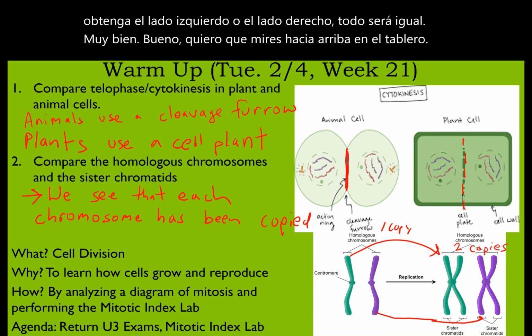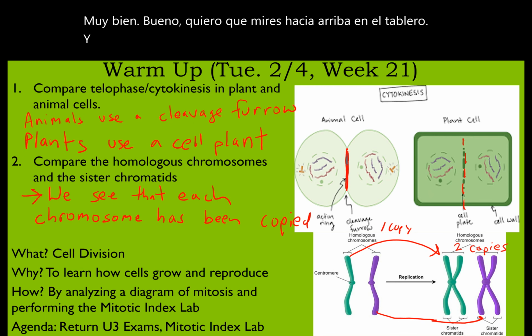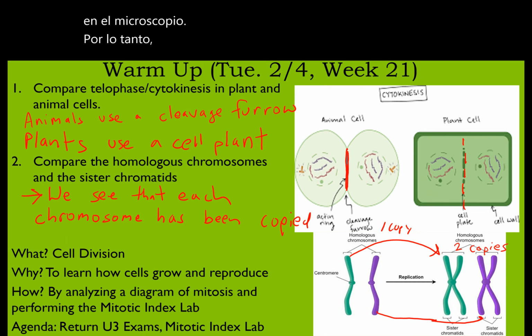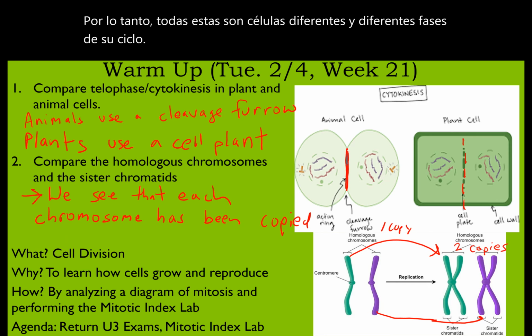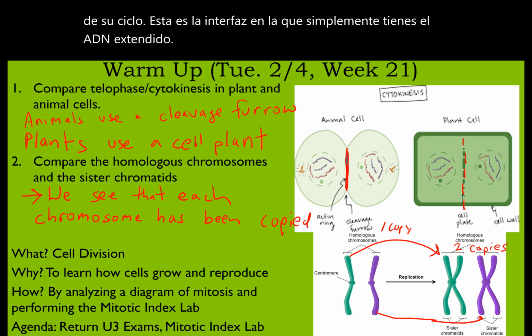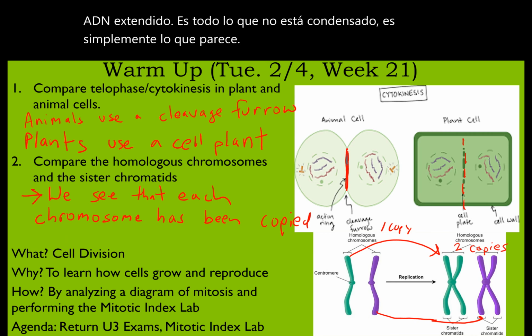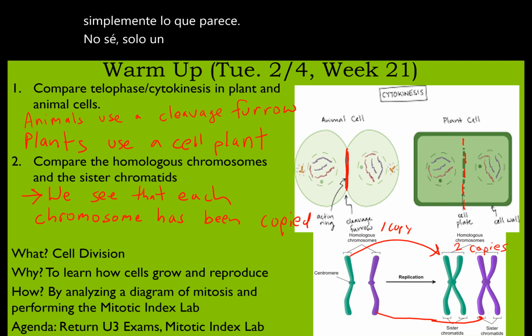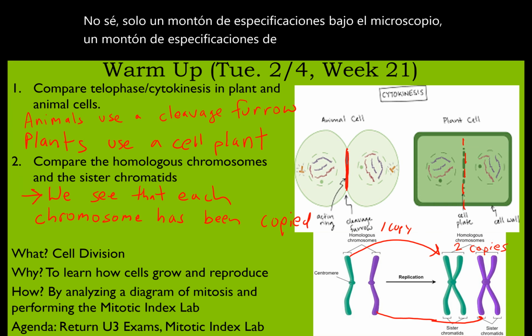And these are simplified diagrams of what we're going to be looking at today under the microscope. These are all different cells in different phases of their cycle. This right here is interphase, where you just have the DNA spread out. It's not condensed. It just looks like a bunch of colored specks under the microscope. And that's overwhelmingly what you'll be seeing.